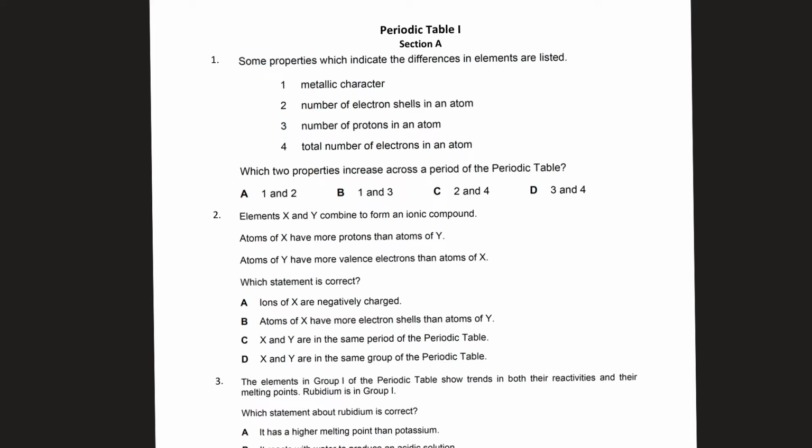Number of protons in an atom, that's its atomic number, and that tells us the placement within the periodic table. And total number of electrons in an atom, which is exactly the same as protons in a neutral atom.